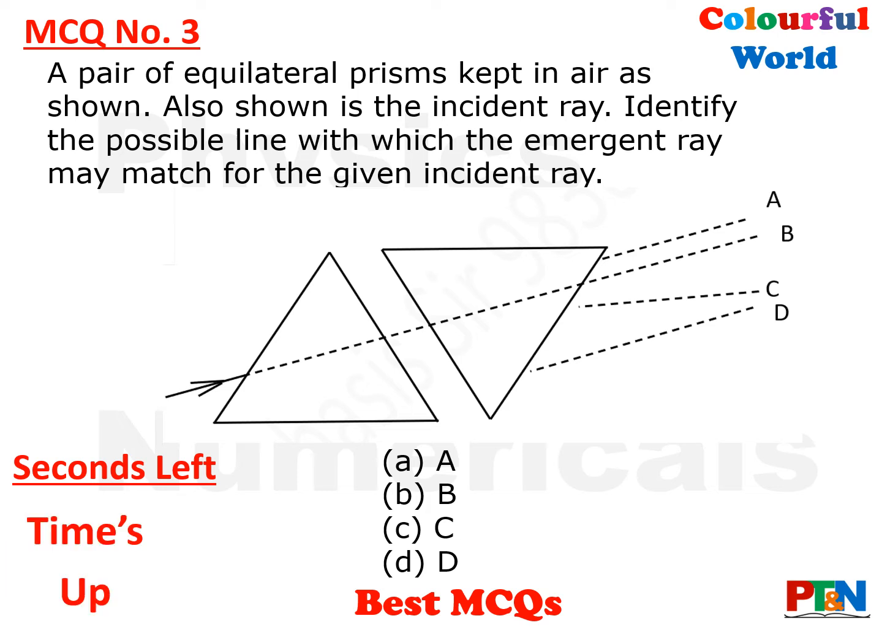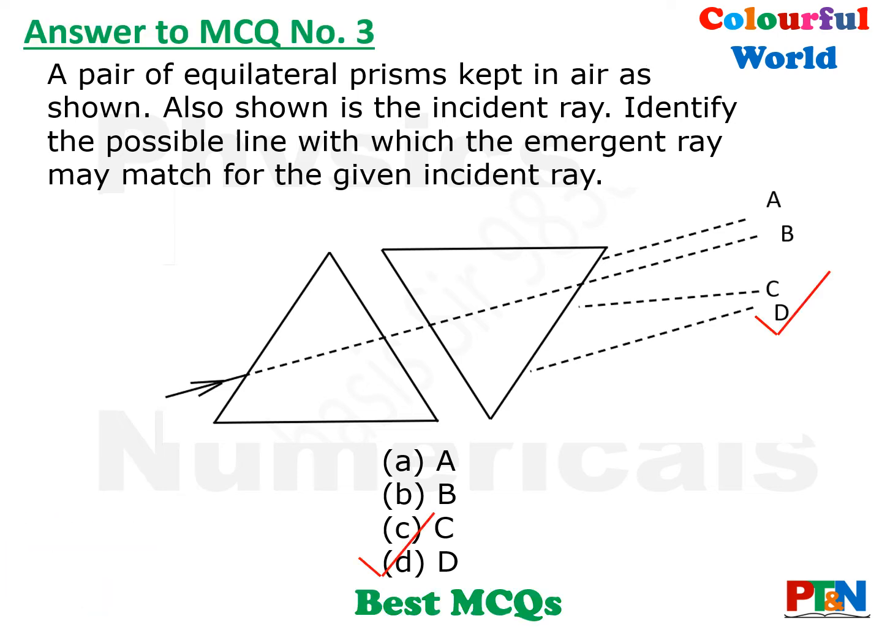Time's up. Let's see the answer. The answer is option D. That means the emergent ray will be close to the line D as shown. Let's see how the ray travels. The ray would travel like this. In the first refraction, the white ray will get split into different colors, and at the end it will again merge into one ray. So it will match with the line D. So the answer is option D.